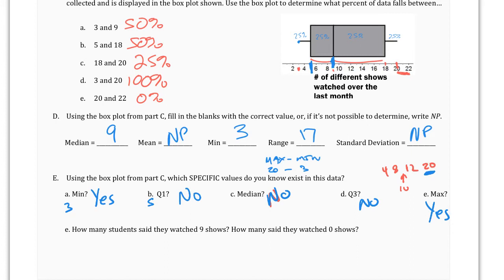How many students said they watched 9 shows? Well, here's 9, that's the median, but we don't even know how many students they asked. So there's no way we could know. A box and whisker plot doesn't show us that. We don't know for 9. How about how many students said they watched 0 shows? Well, even though the box and whisker plot doesn't tell us about specific numbers of students, I can answer this one because the minimum was 3, so none. No students watched 0 shows. All right, once again, problem 3 here follows similar to this, so try that one out later. Let's move on to the next page.